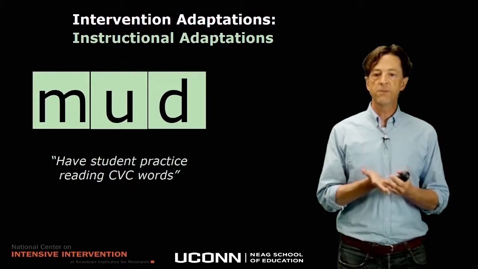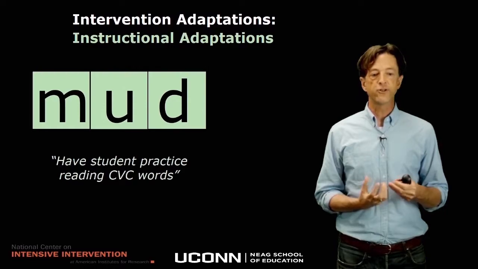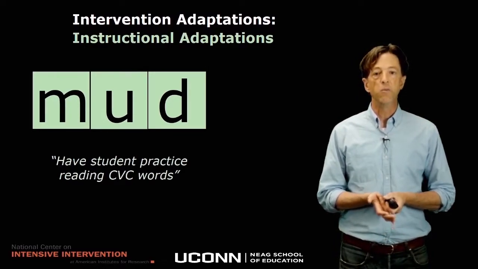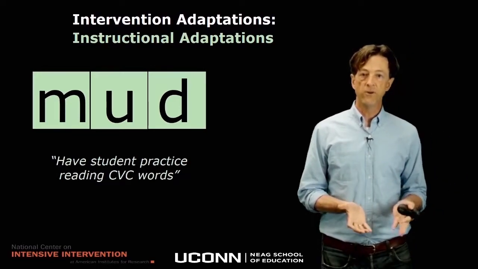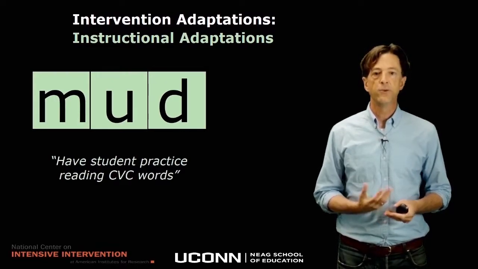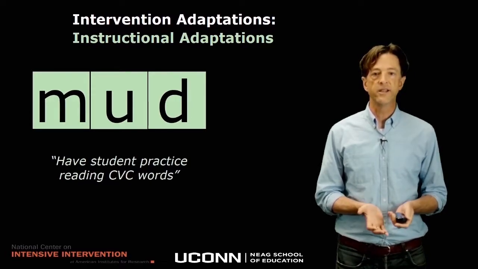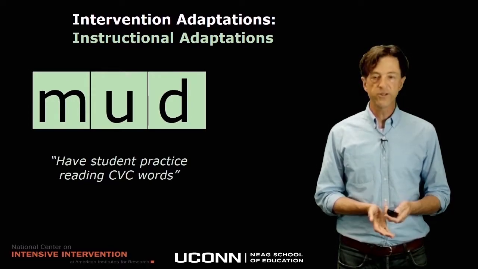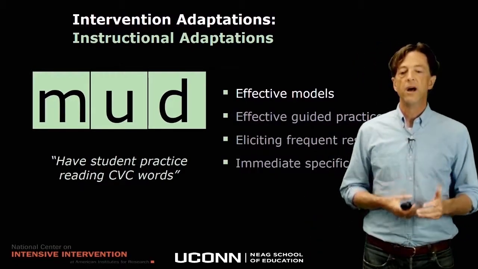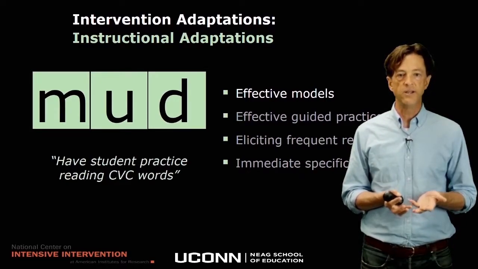So for example, this intervention program may be somewhat brief or vague on the instructions for the interventionist. It might say something like, have students practice reading CVC words, which may be the right content for Matt. But we can think about whether or not we can deliver this content through principles of explicit instruction that increase the intensity and make it more likely that students are going to learn that content. So some of those things that we can think about are things like effective models. Sometimes intervention programs don't have these explicit models built into the intervention.